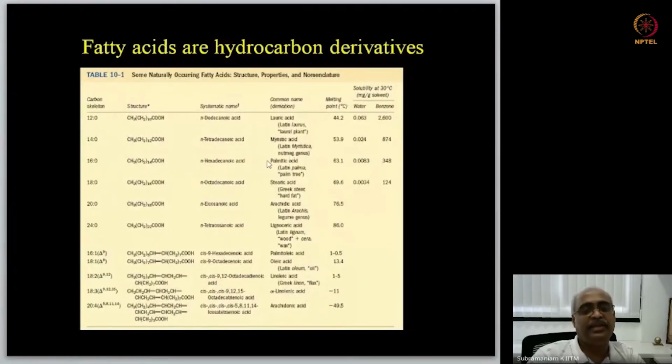Like for example, palmitic acid, which is abundant in palm oil, and that's where the name comes from. So that is hexadecanoic acid. Stearic acid, which comes from hard fat like the beef. Beef has fat which is more fatty than the butter. And so that is 18 carbon, stearic acid. And arachidonic acid comes from this plant, legume arachis, that's where that name comes from. And so that is 20 carbon.